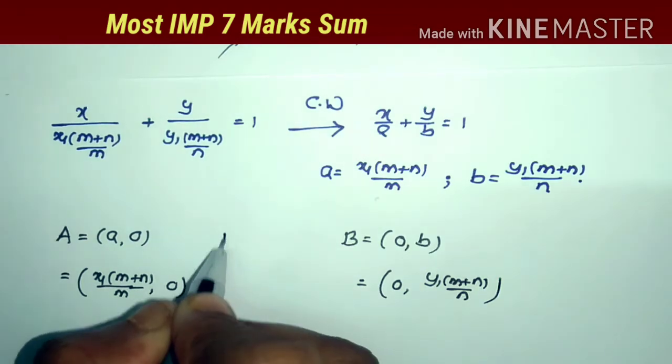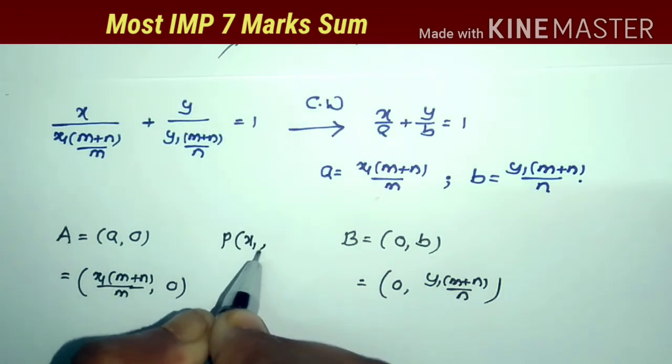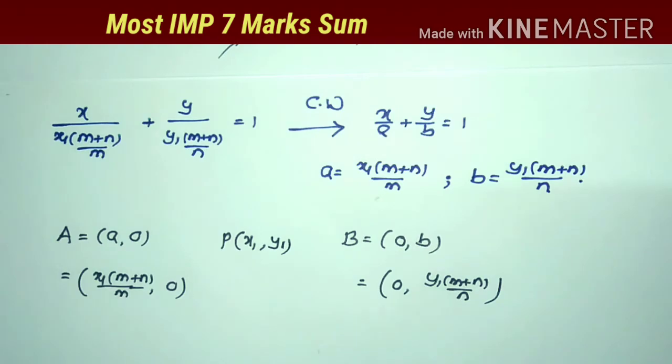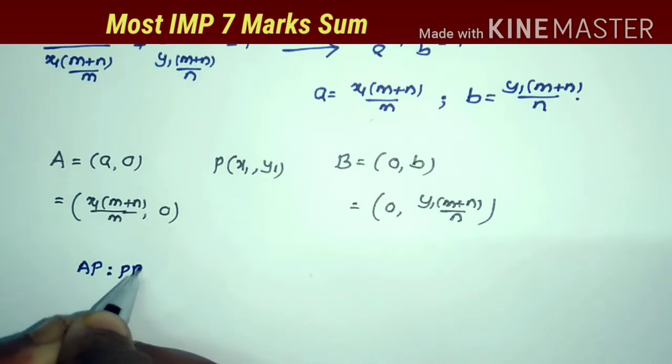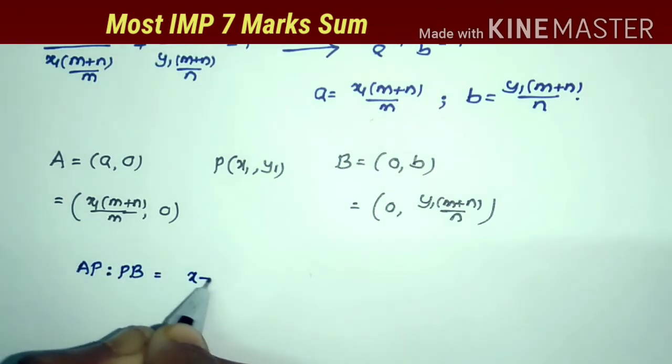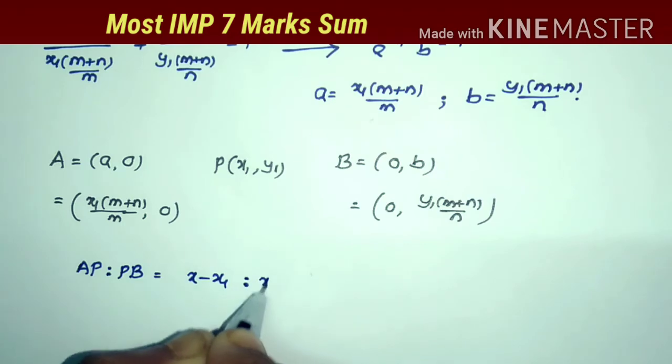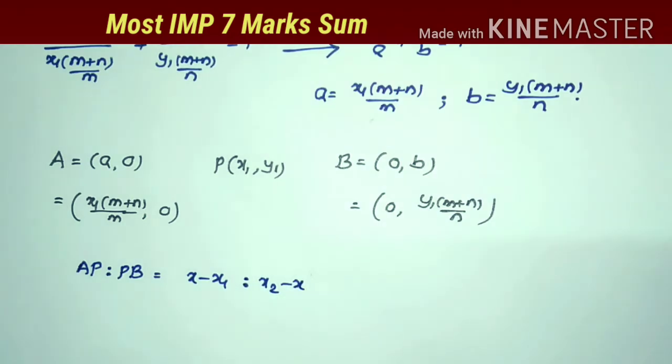Now, what is the P value? P is equal to x1, y1. Already we took that P is equal to x1, y1. Now, what is the given question? What is the ratio AP is to PB? The direct formula for finding this ratio is x minus x1 is to x2 minus x. So, this is the formula.